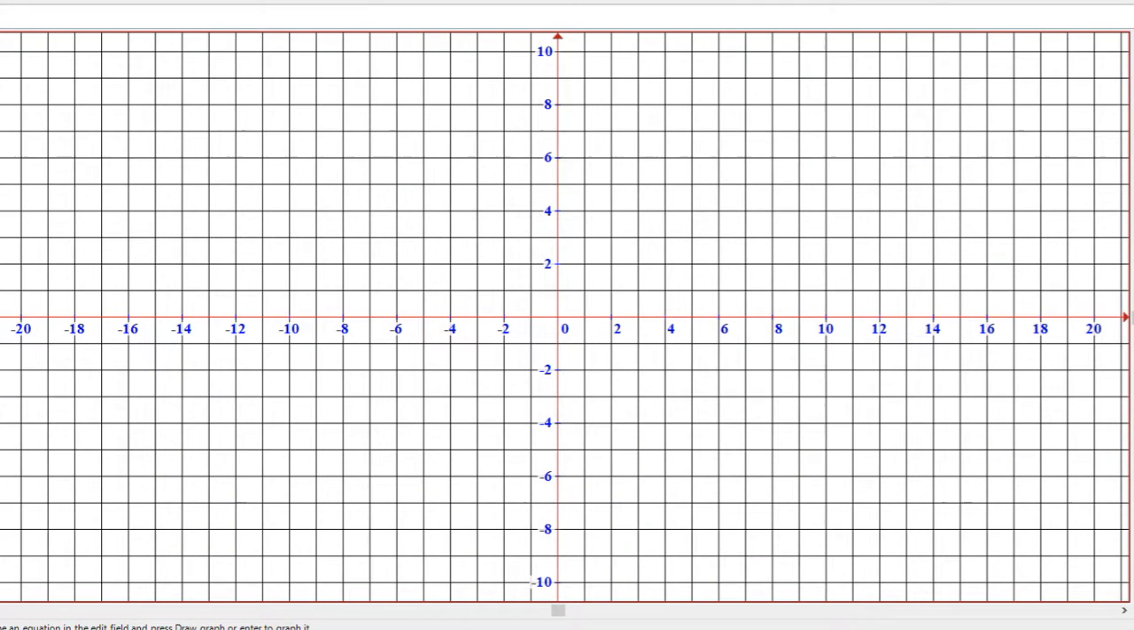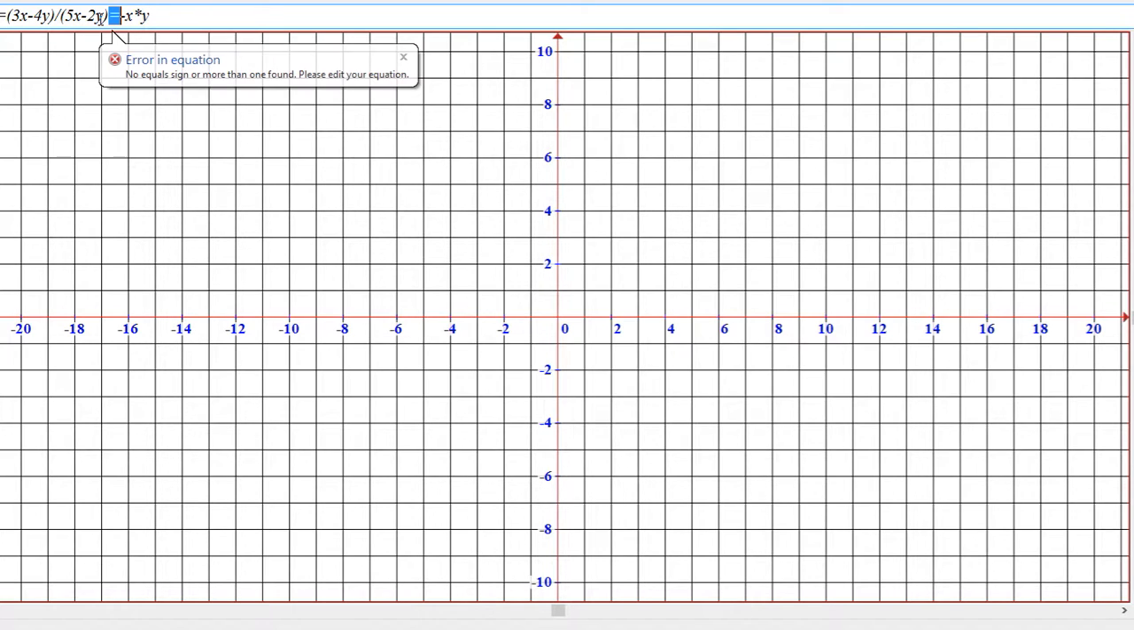Okay, let me get this where I can, you can't see it, but I can. Okay, so I'm typing in y equals (3x minus 4y) divided by (5x minus 2y) equals the opposite of x. I need to put in a times y. Alright, this should be my original graph.